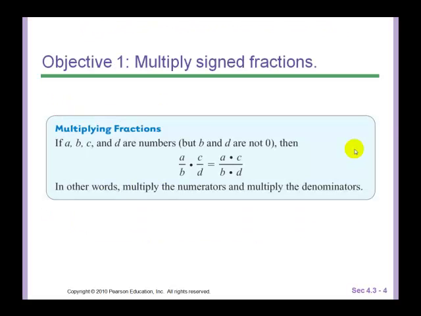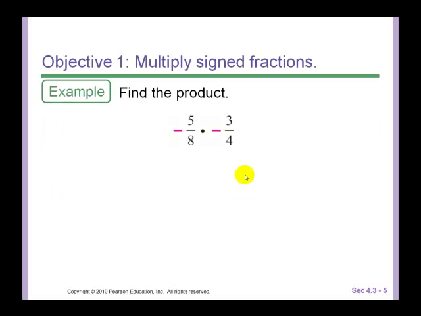To multiply fractions, such as a over b times c over d, all you do is multiply top with top, or numerator with numerator, and denominator with denominator, bottom with bottom. So a over b times c over d is just a times c over b times d. That's it. It's just that easy. What gets complicated is that our final result has to be simplified, and it's the simplifying where most students have difficulties. For example, find the product of negative 5/8 times negative 3/4.